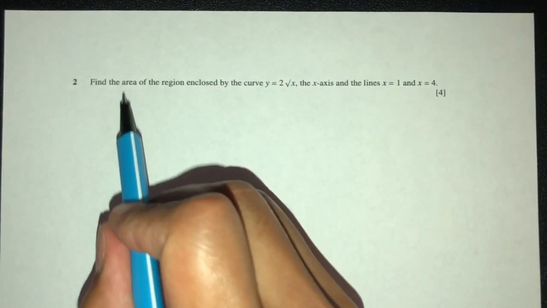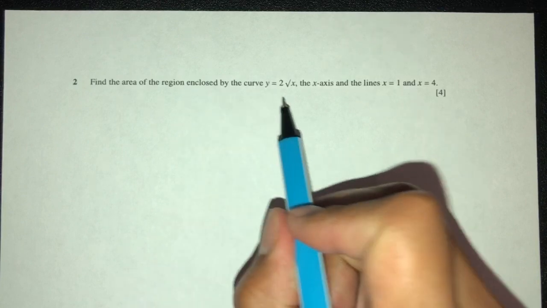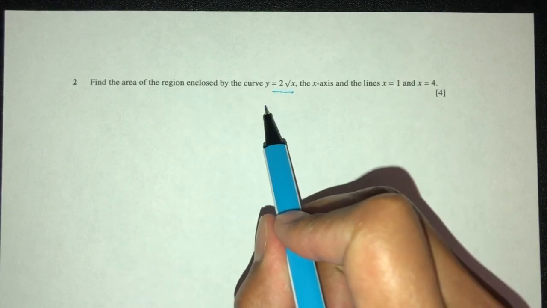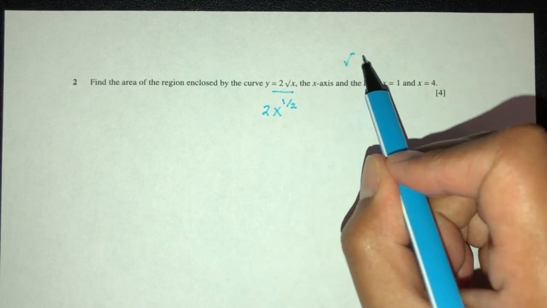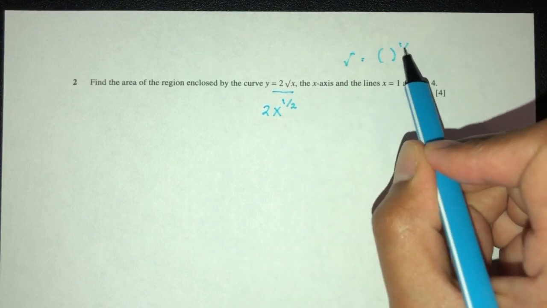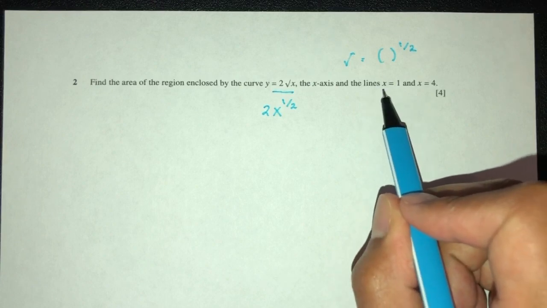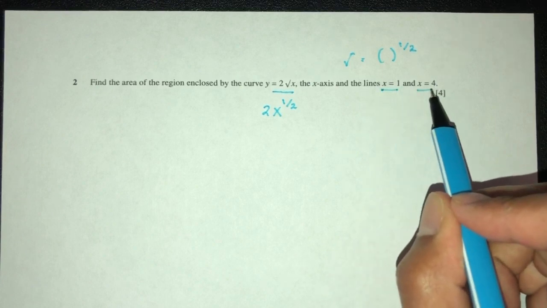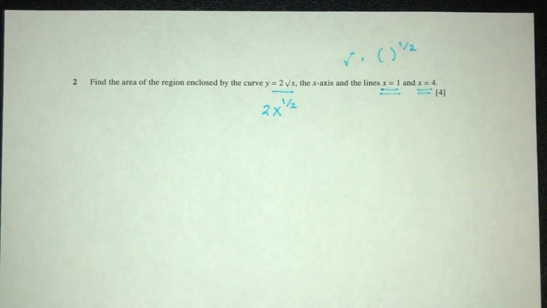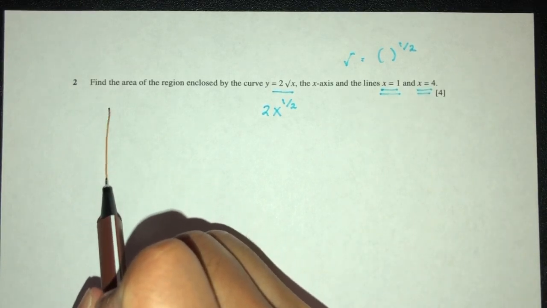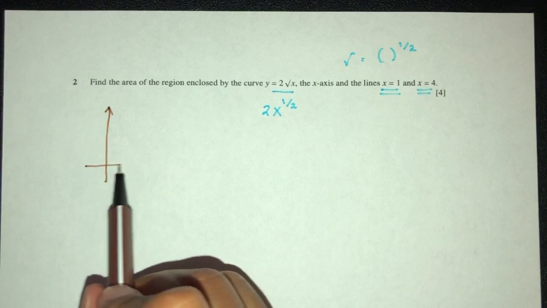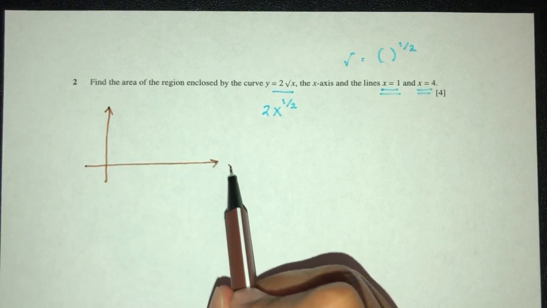Here we have to find the area of the region enclosed by the curve. What is this? It is 2x power half, right? Because we know square root is simply power of half. And the lines x equal to 1 and x equal to 4. Just to have an idea, we can make a sketch. That will be the y-axis and the x-axis.